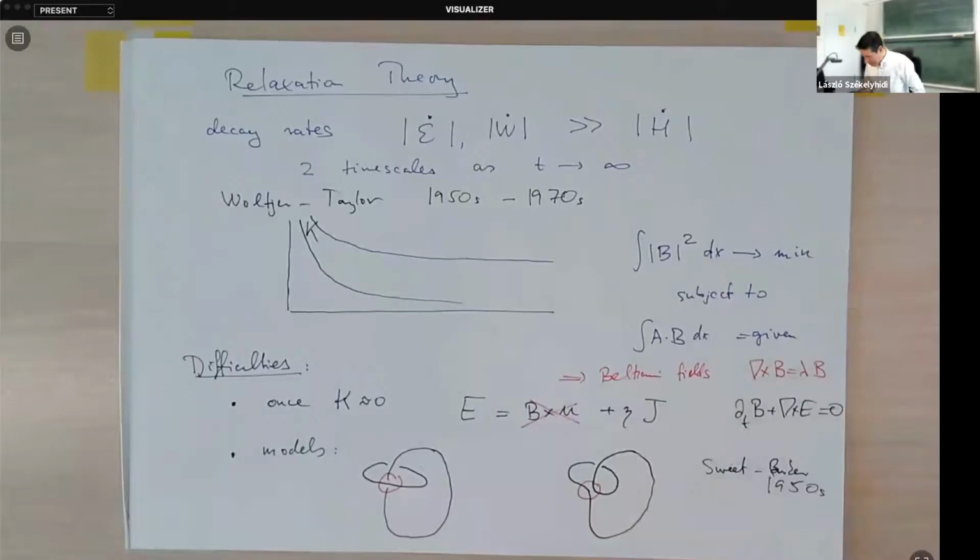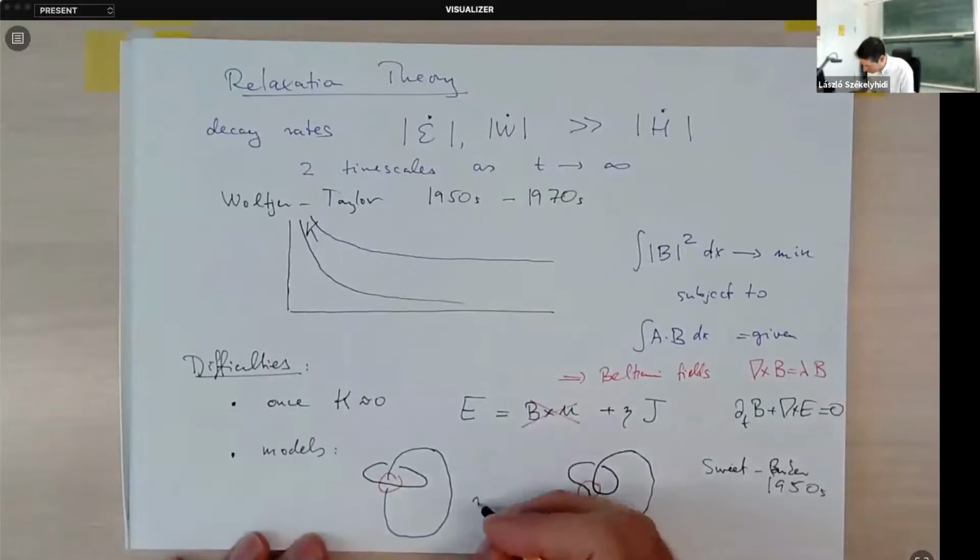But the problem is that in typical physical situations, you have a value for this eta, which will tell you how fast this type of reconnection can happen. This is called reconnection.